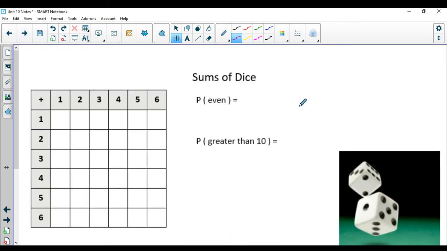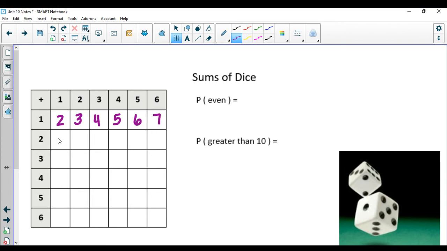Looking at the next part, we're going to talk about sums of dice. So thinking about if I rolled 2 dice, what would happen if I add their numbers that show up together? If I have a 1 and a 1, I would get a 2. A 1 and a 2, I would get a 3. A 1 and a 3 would give me a 4, a 5, a 6, and a 7.